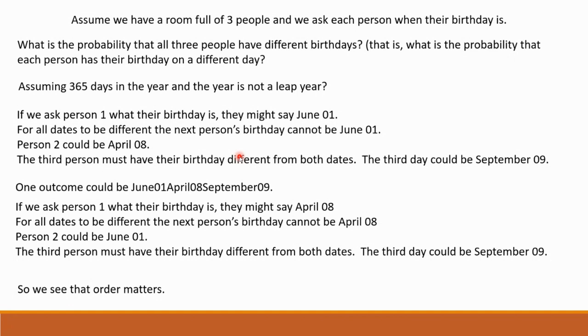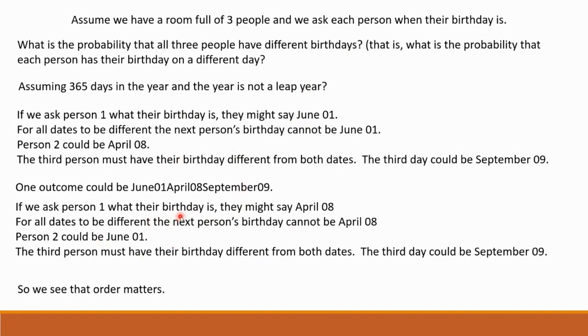And what I wrote on the slide, I hope you're reading it, is really just illustrating that order does matter here. So if we ask the first person, they might say June 1st, let's say, okay? So for the second person, their birthday, we're hoping is not June 1st. For the event to happen where everyone has a different birthday, the next person's birthday cannot be June 1st. It has to be something else. So order does matter.